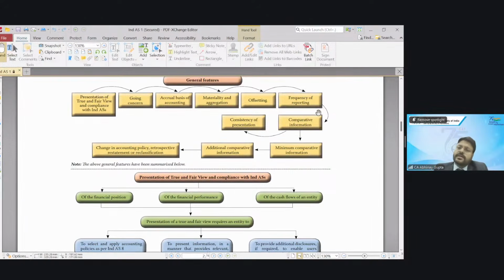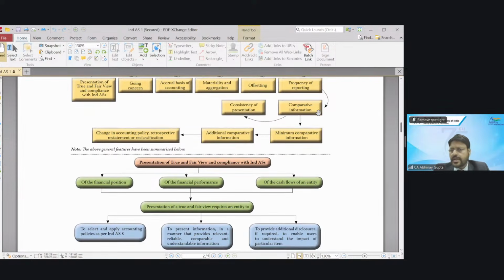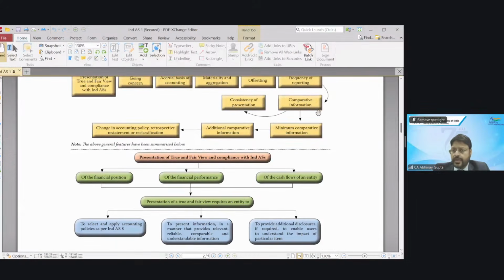For all the listed companies, anyway, it is mandatory to report the condensed financial statements or the financial results on each quarter. If they are equity listed, that is the case; if they are debt listed, not equity listed, 6 months is the frequency, right? As per the SEBI requirements. So that is all about frequency of reporting, right?